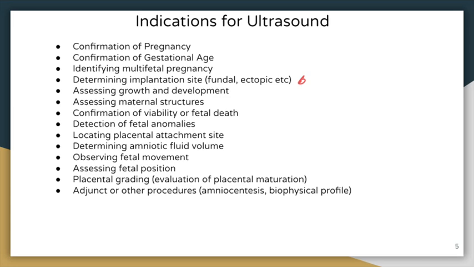Assessing the growth and development of the fetus as well as the placenta. We can look at the structures of the maternal body, confirmation of viability or fetal death, detection of fetal anomalies. Where is the placenta? Remember, it should be fundal, but do we have a low-lying placenta? We're going to talk about that in class this week, something called placenta previa, and an ultrasound helps identify that. Determination of amniotic fluid volume, we talk about that in this lecture here. Watching our fetus move, what is the position of the baby?